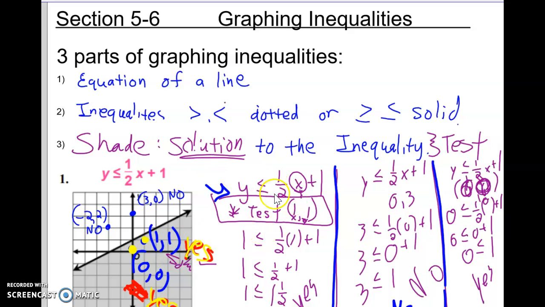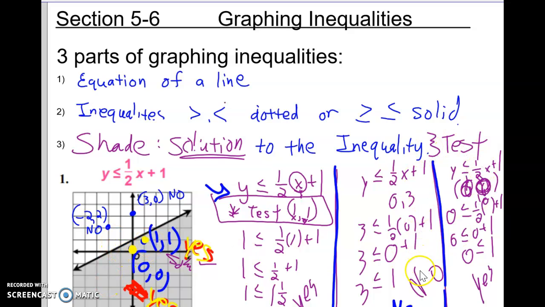So here it is. y is less than or equal to 1/2 x plus 1. I'm going to test this coordinate (1, 1). So that y becomes a 1. It's less than or equal to 1/2 times 1 plus 1. 1 is less than or equal to 1/2 plus 1. 1 is less than or equal to 1.5. That makes sense. Say it out loud. 1 is less than or equal to 1.5. Yes. And it should make sense because that's shaded.